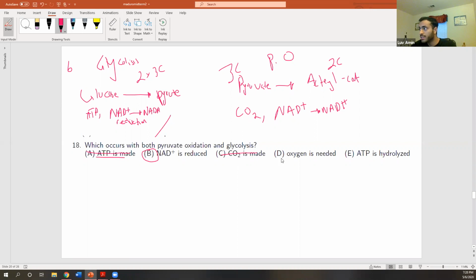D: oxygen is needed. Remember, glycolysis occurs in the cytosol where no oxygen is needed. If oxygen is not present, it goes to fermentation; if it is, it will continue cellular respiration in the mitochondria. So that's not the case. E: ATP is hydrolyzed. Only glycolysis uses ATP. If you remember, there are two stages to it, and the energy investment stage is where it is used. However, pyruvate oxidation does not require any of that. So unfortunately, our answer is only B. Okay?